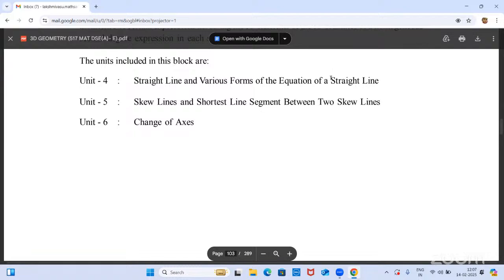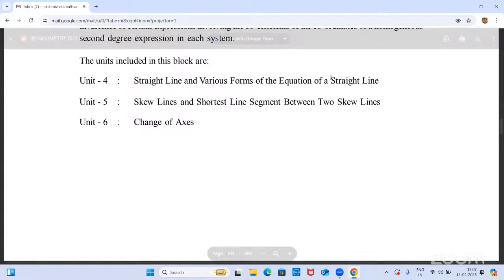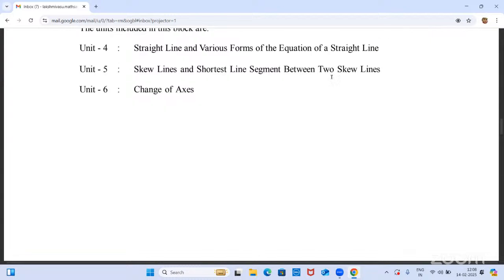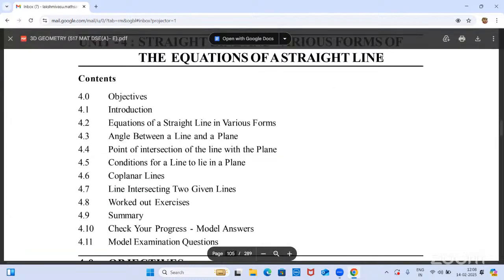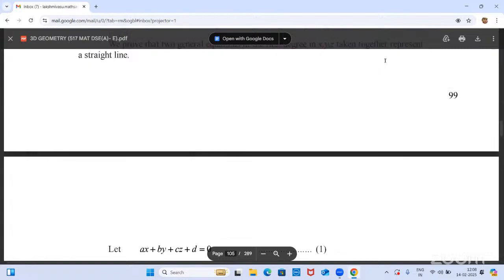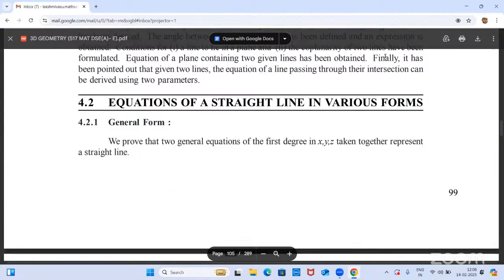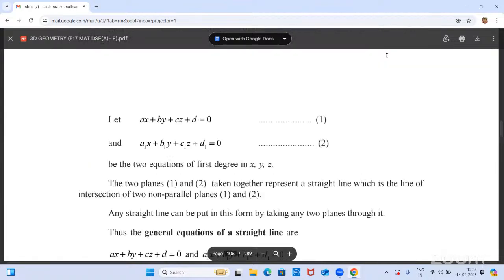Now, let us first of all discuss the concept of what is a straight line and various forms of the equation of a straight line. Now, just you have to see here what the equations of a straight line are. Here, how to convert symmetric to non-symmetric and non-symmetric to symmetric. First of all, any two general equations of the first degree in x, y, z taken together represent a straight line.